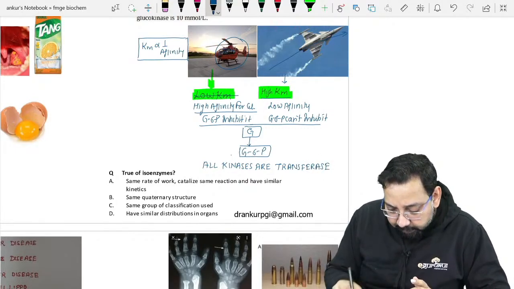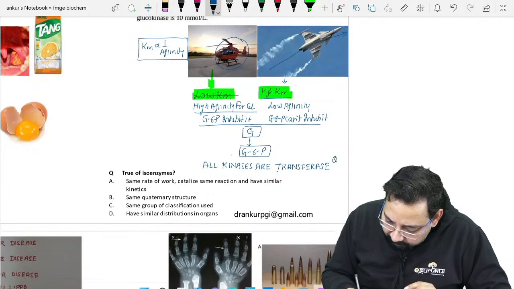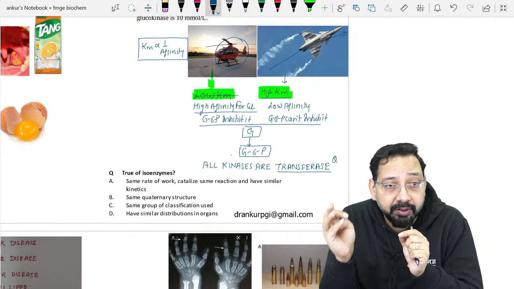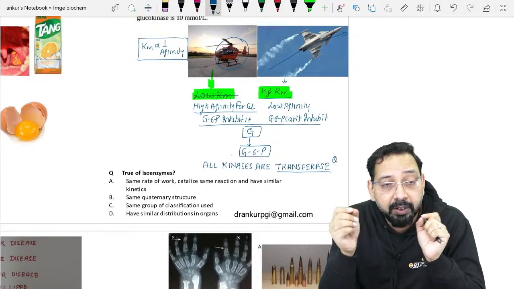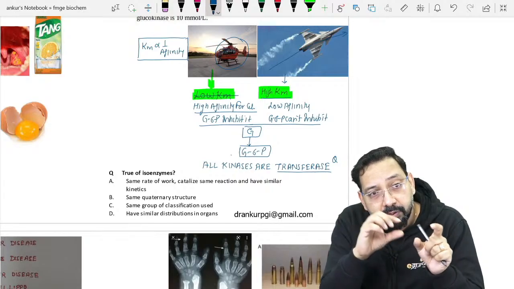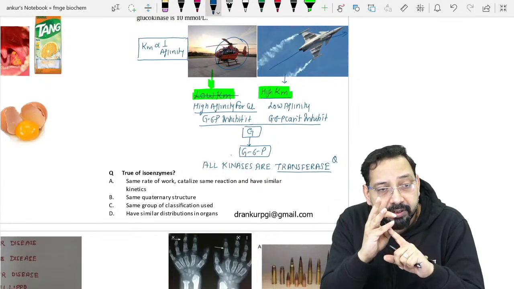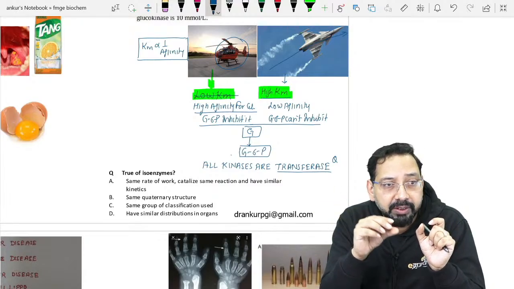All kinases are transferase. You will write like this. You know there were 6 groups of enzyme previously. Recently, 2 years back, they added one more class, so there are 7 classes of enzyme. First class is oxidoreductase. Any reaction in which oxidation and reduction occur is oxidoreductase. Second class is transferase. If transfer occurs between two compounds, that is transferase.